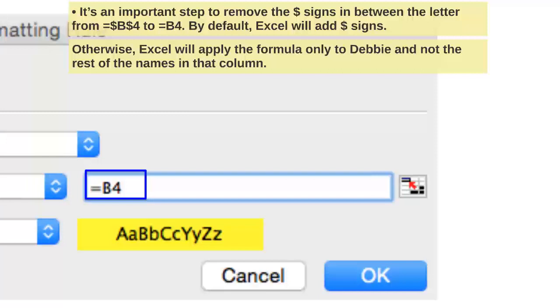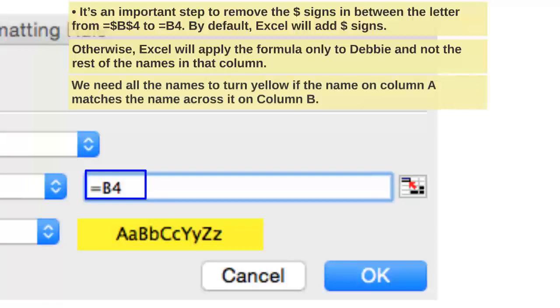Like I said, otherwise Excel will apply the formula only to Debbie MacArthur and not the rest of the names in that right-hand column. It'll make more sense when I actually show it to you in action. So we need all the names to turn yellow if the name in column A matches the name in column B.